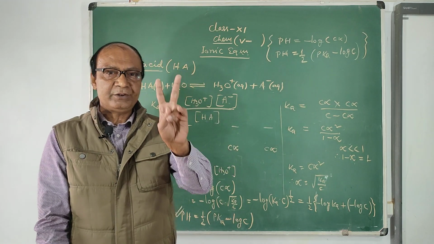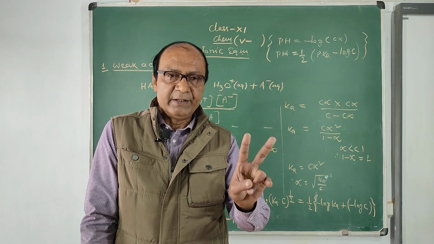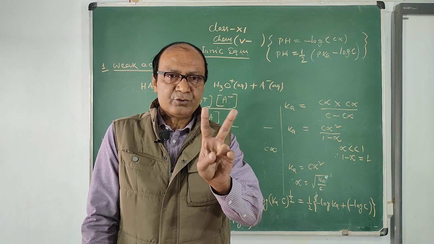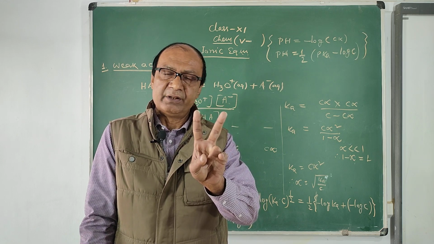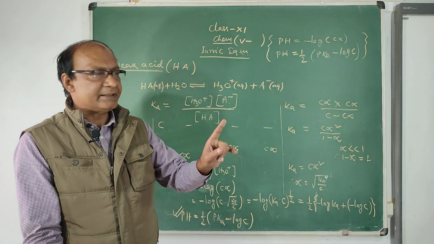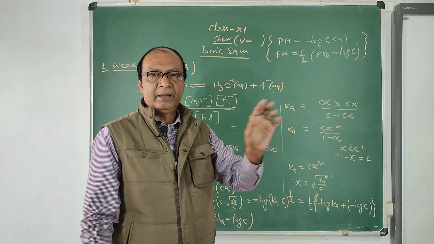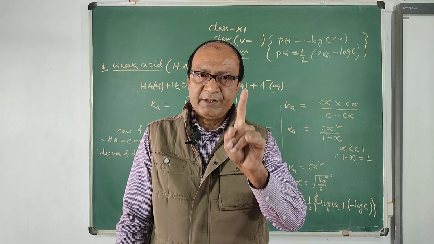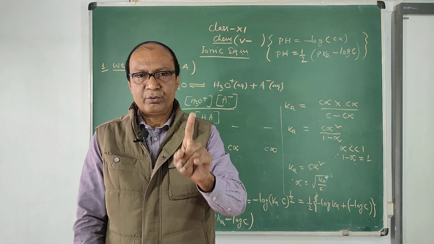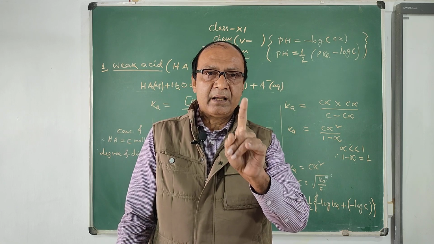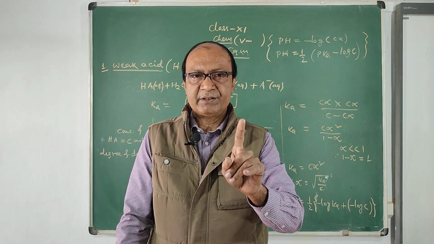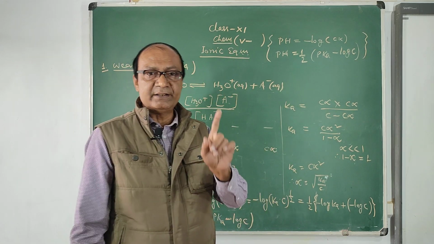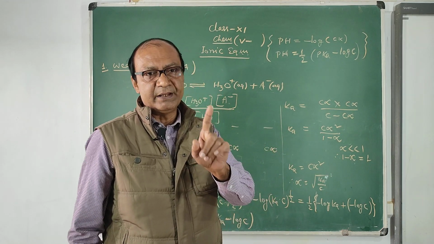In case of weak acid, two things are necessary. Concentration of the weak acid is necessary and its degree of dissociation is necessary. Without these two things, you cannot find out the pH. Remember it. However, in case of strong acid, only concentration is necessary because alpha is known there. Strong acid, alpha is always 1, like HCl, H2SO4, HNO3. Alpha means degree of dissociation. When it is 100%, the value of alpha is 1.